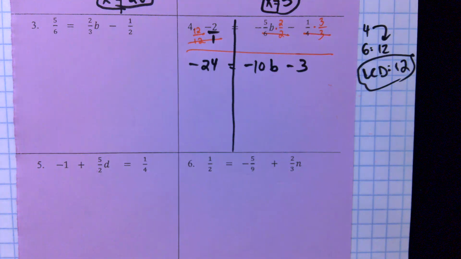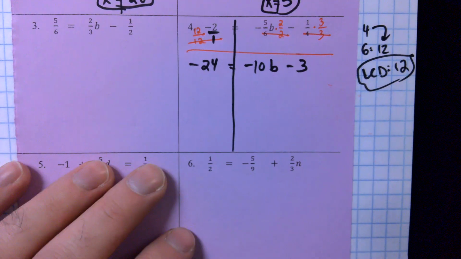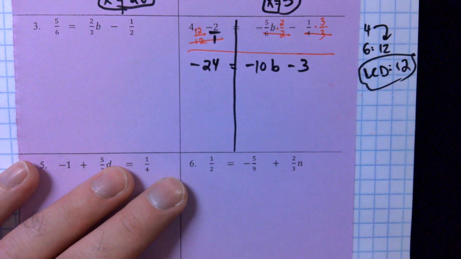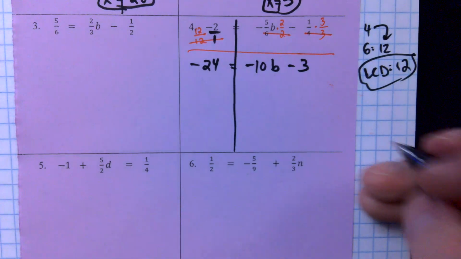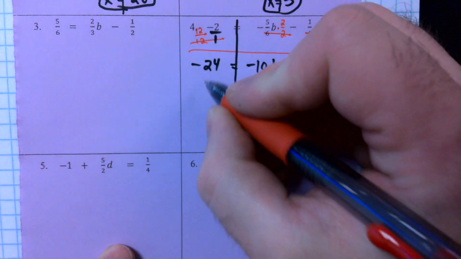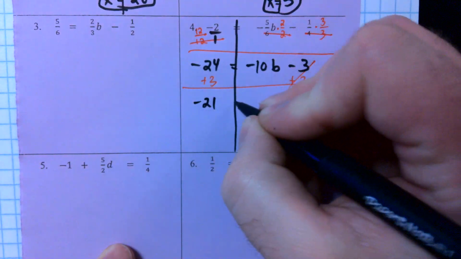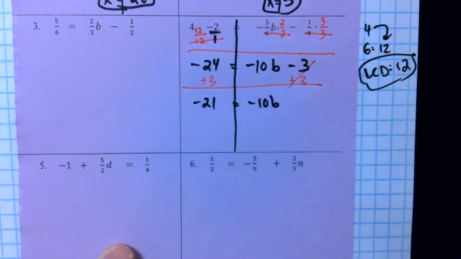All right? What can I do from here to get b all by itself? It's the first thing I want to do. Do I want to divide both sides by negative 10 first? Precious, what do I do? Add 3. What's negative 24 plus 3? Negative 21.